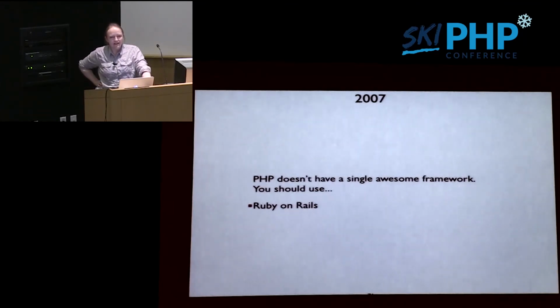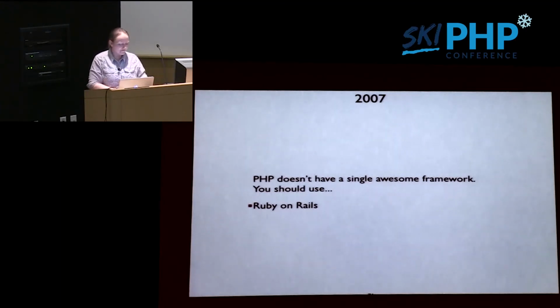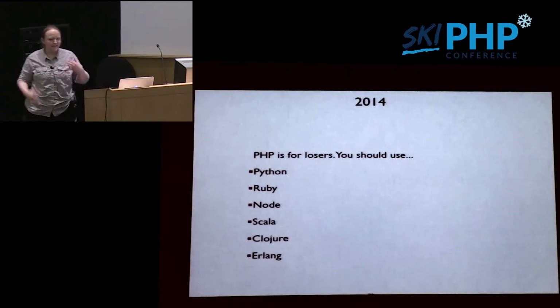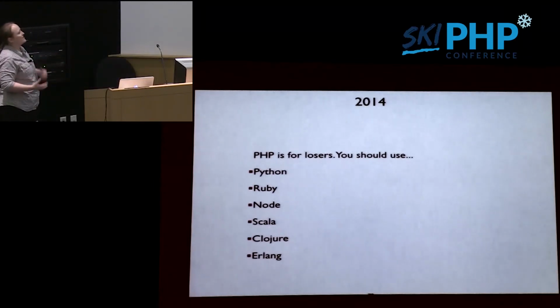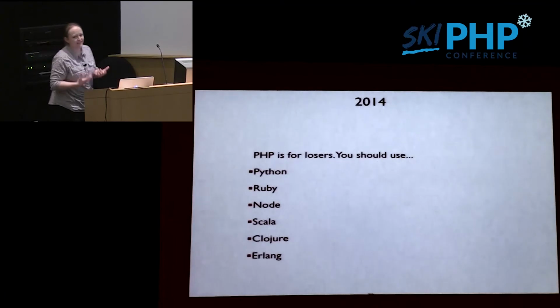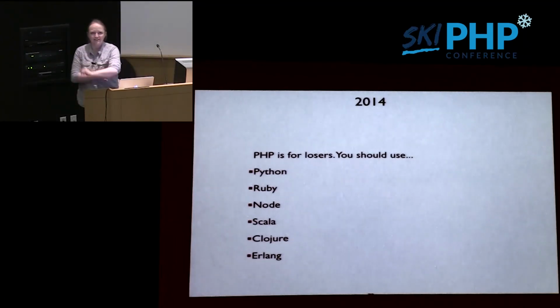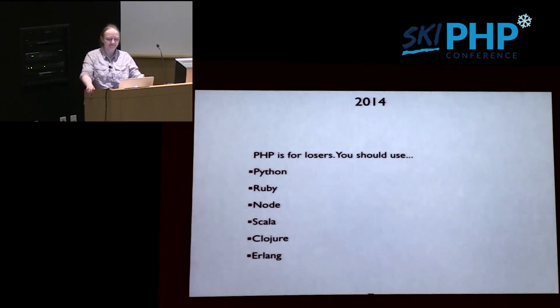By 2007, PHP doesn't have a single awesome framework. It has lots of terrible frameworks, so you should just use Ruby on Rails. By 2014, we go to Hacker News. PHP is for losers. And really, I made a crack on Twitter the other day about how I use programming languages that haven't been invented yet, which is a reference to a joke about bands. I listen to bands that haven't been invented yet. These are hipster languages. There's nothing wrong with them. They're all good languages, and they're all good for certain things. But that doesn't mean that PHP sucks.